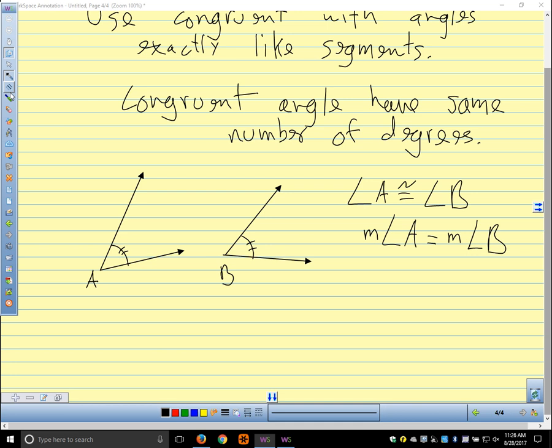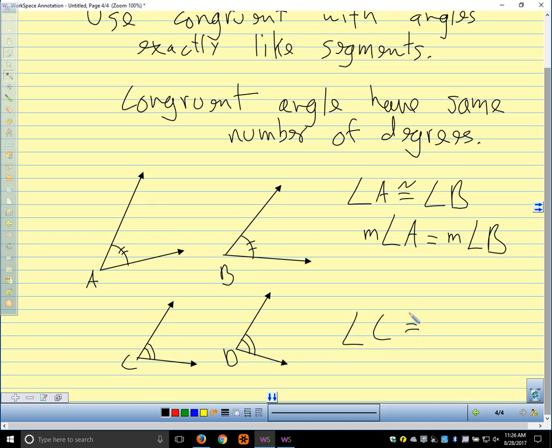The other way you'll see this marked in figures, sometimes in our book, they'll use the same number of arcs. So if we wanted to say angle C is congruent to angle D, sometimes in our book they'll mark them. If angle C has 2 arcs and angle D has 2 arcs, we would say angle C is congruent to angle D. Angles that had 3 arcs, all the angles that had 3 arcs would be congruent, etc., etc.